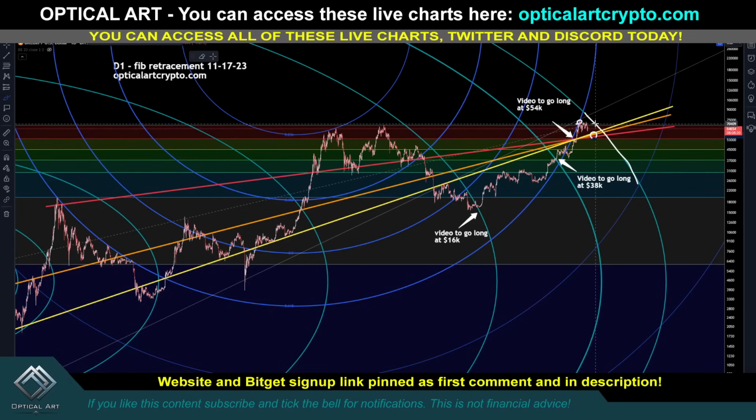Once we cross this ring, go in heavy on a long. But if this becomes resistance, get out or go short, because every time we've broken one of these yellow, orange, and red trend lines, we go much, much lower.